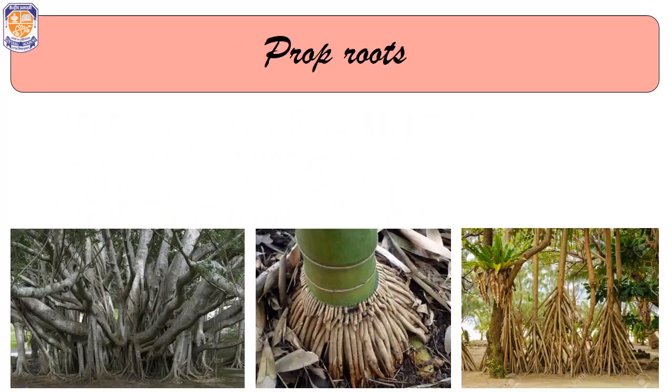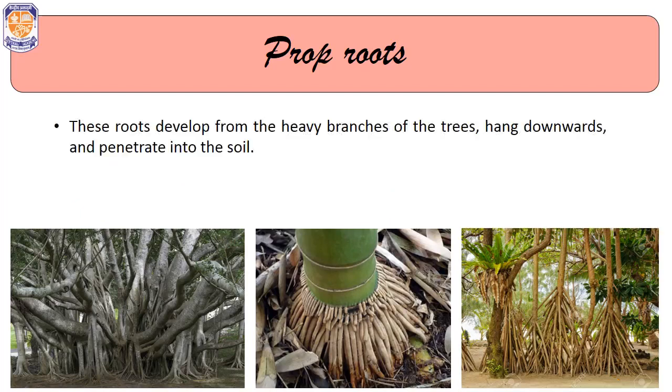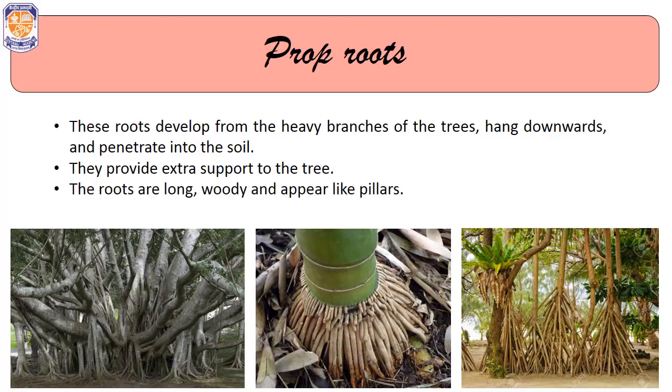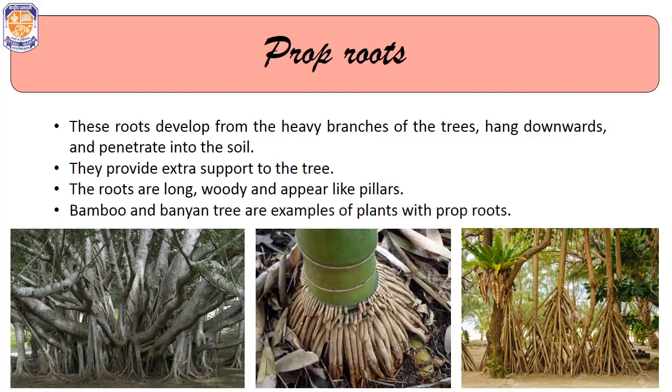Moving on to the next modification, that is prop root. Prop root develops from the heavy branches of the tree. They hang downwards and then they penetrate into the soil. They arise from the branches, and the main aim of such kind of root is to provide extra support to the tree. The roots are long, woody, and appear like pillars. So they appear like thin pillars which are meant for providing extra support to the particular plant.